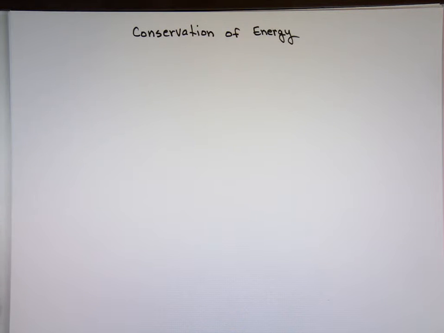Conservation of energy. Again, if we neglect friction and wind resistance, we have conservation of energy. We used to say the potential plus the kinetic before equals the potential plus the kinetic after. Well, guess what? We now have to include rotational kinetic energy.